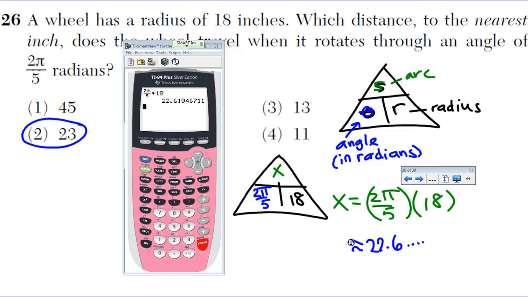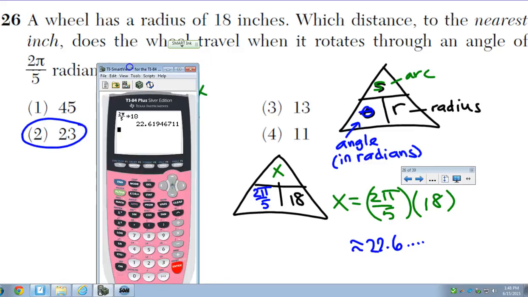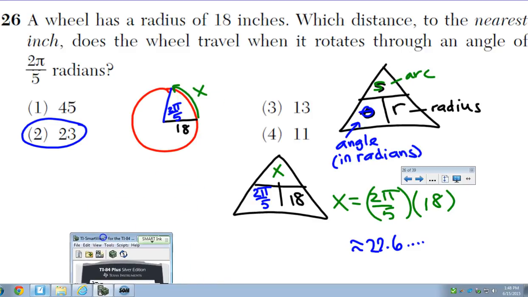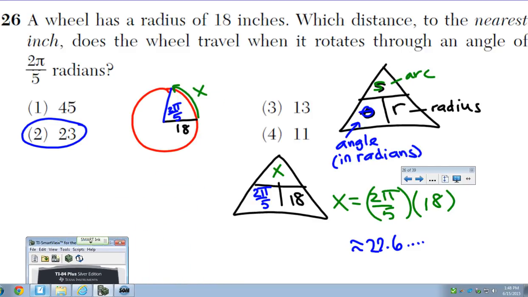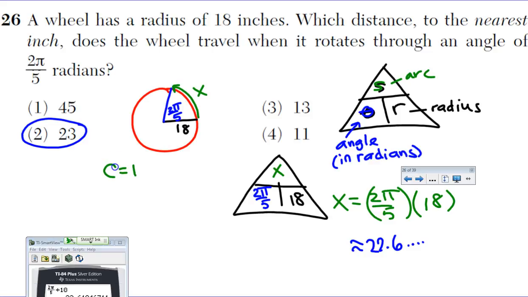Now, if you forgot that formula, you could try to figure out what proportion out of the circumference it is, because the wheel is traveling around the circumference. So you could do that: the circumference is pi times d. So it's pi times 36 for the diameter. And then you can try to figure out what proportion the angle is from a total of 360.